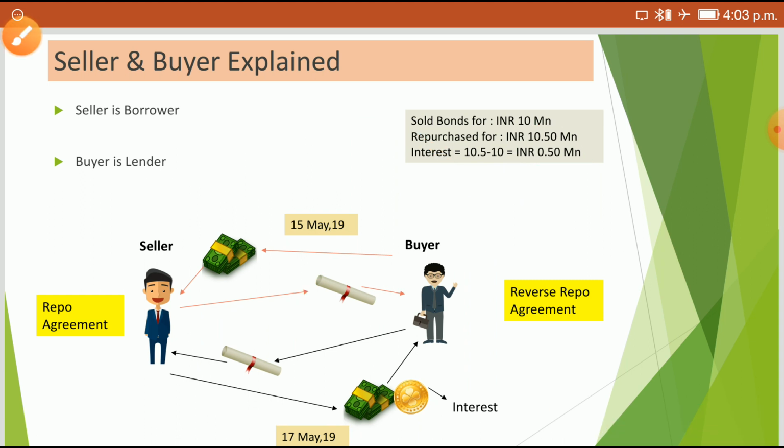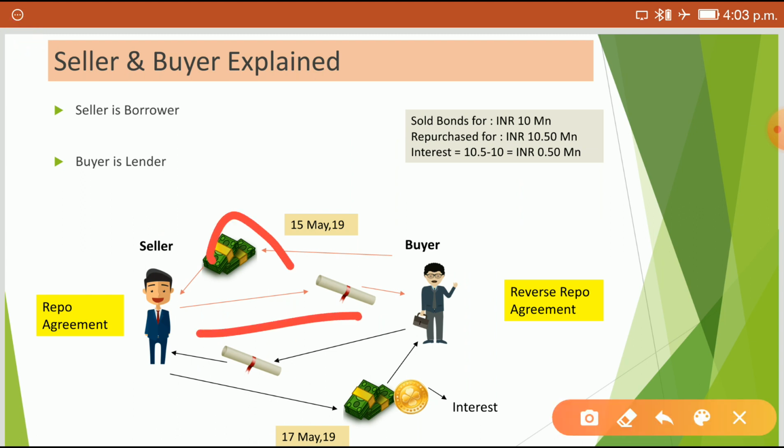So on 15th May, the seller gets the money and transfers the bonds to the buyer, and the title of the bonds is also transferred to the buyer, so that in case the seller is not able to buy back the bonds on the fixed date, the buyer can sell the bonds and get his money. In this way the risk is mitigated. This is the transaction that happened on 15th of May.